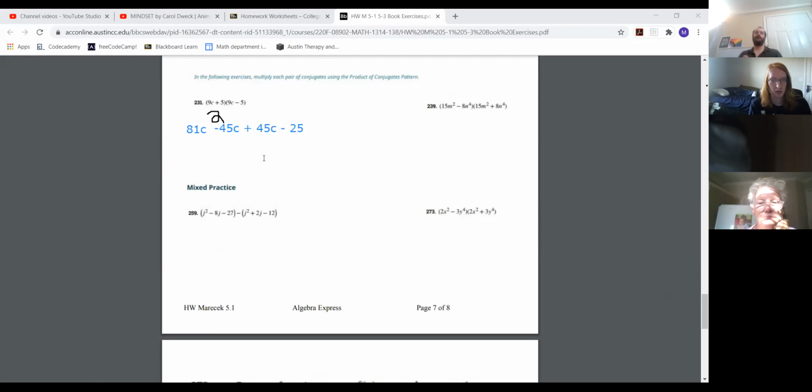Okay. And if we notice something like this, they're trying to get at this thing called product of conjugates. What is this going to end up equaling? 81c squared minus 25. Yep. There should be a little 2 up here.